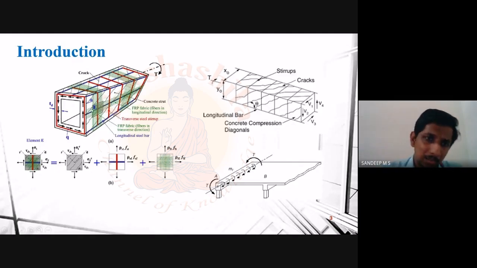So basically, the only thing that we require is that we need to provide stirrups throughout the beam, and they must be closed loops. They must not be open loops. So you might have observed that.